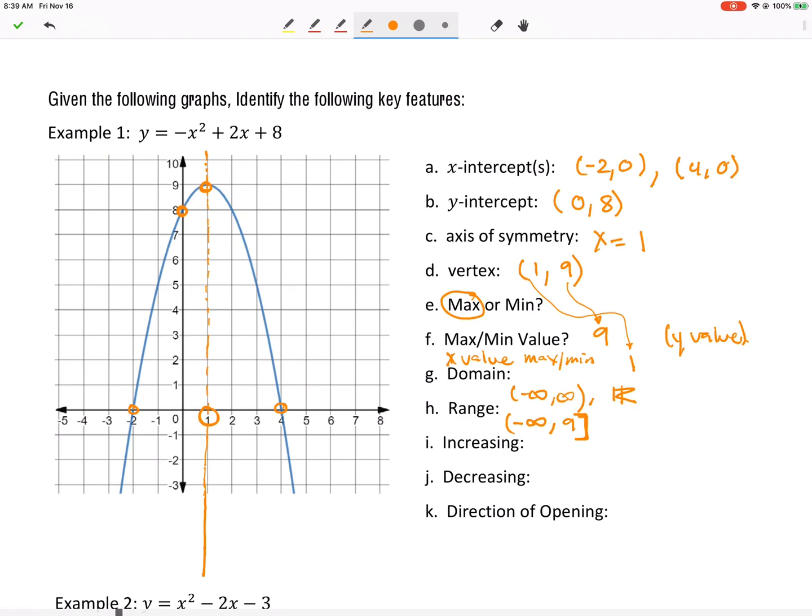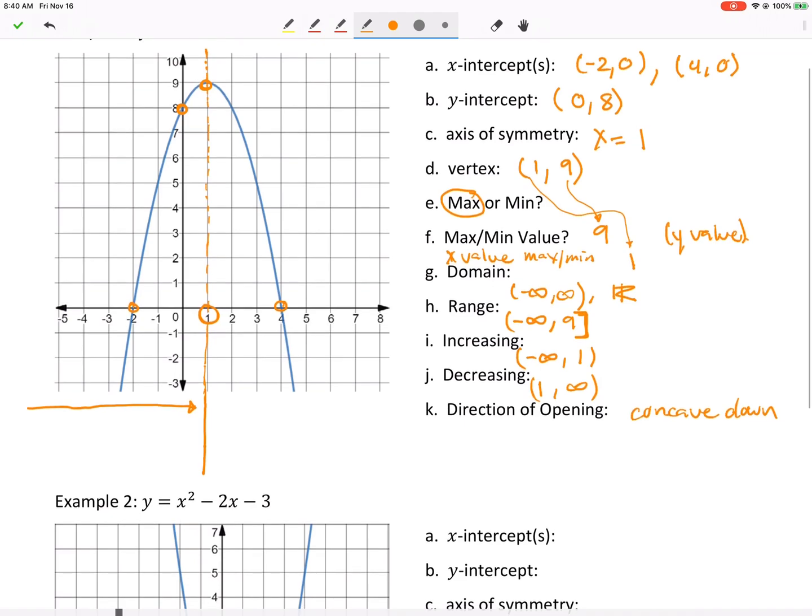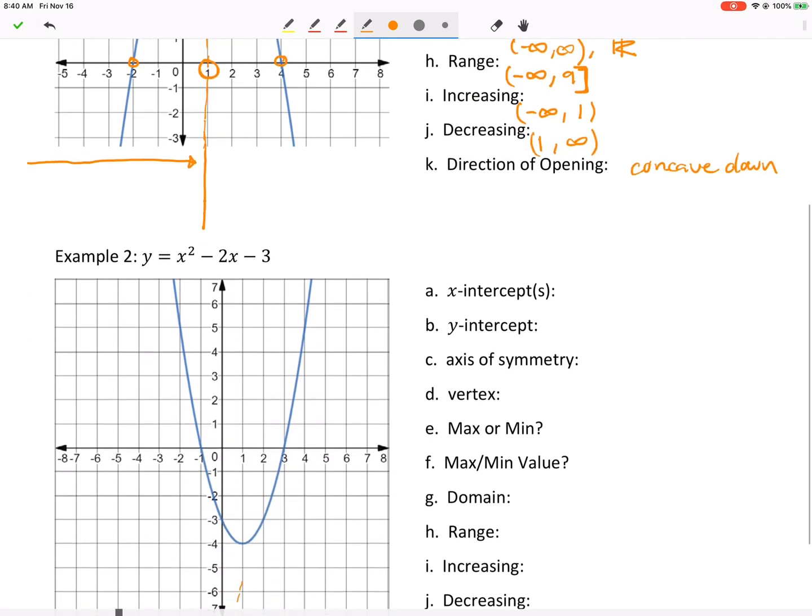Okay, increasing, so it would start from left to right. It is increasing until you get to the vertex, -infinity to 1. Remember, we're doing x-axis, and it's decreasing from 1 to infinity. Direction of opening is concave down. All right? Okay. Next example.